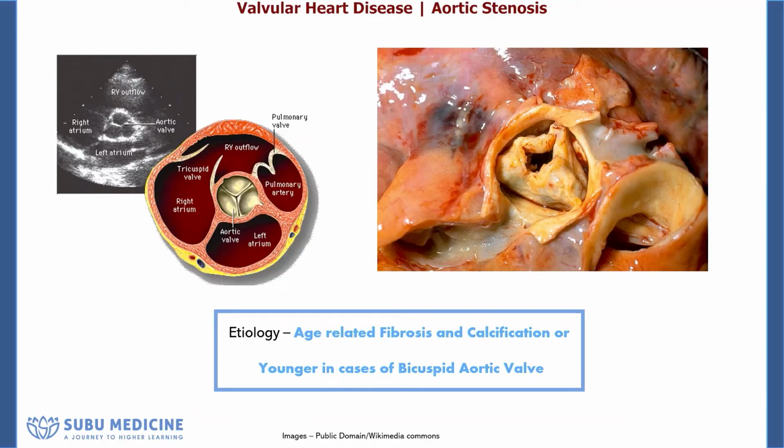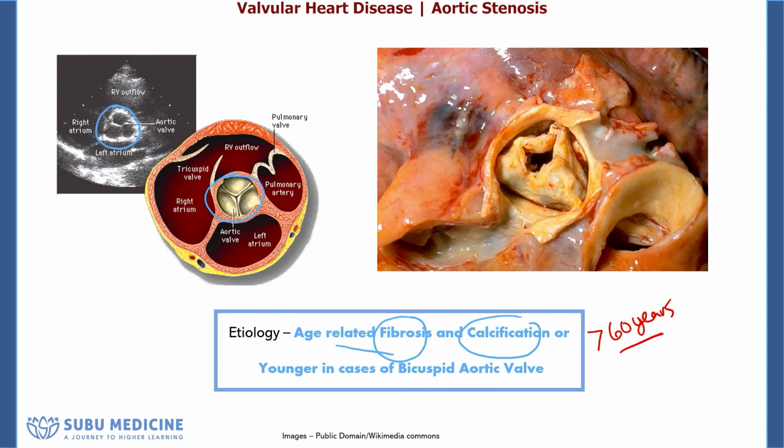So let's do a quick recap on aortic stenosis. If you're looking at this one right here, this is an aortic valve, which is made of three cusps. The most important thing to remember is that there are primarily two most common causes that can lead to aortic stenosis. One is age-related, which causes fibrosis and calcification of the aortic valve, where collagen also gets deposited. This is usually seen in people greater than 60 years old.